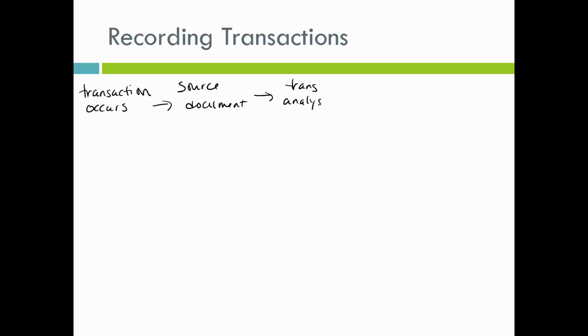All right, recording transactions. The way this works, some sort of activity or transaction occurs. I make a sale, I buy inventory, I pay a bill, anything like that. It will have some sort of source document, so an invoice or a purchase order or a bill that comes in or a sales receipt. Then the transaction is analyzed. That's going to have 5 steps to it, and we're going to talk about that next.